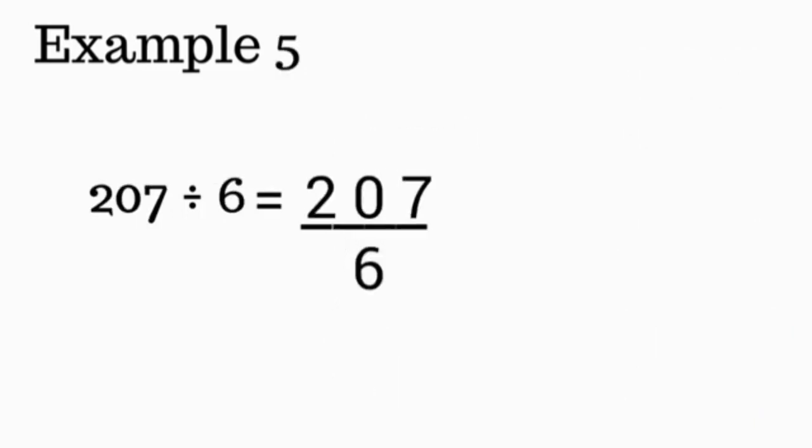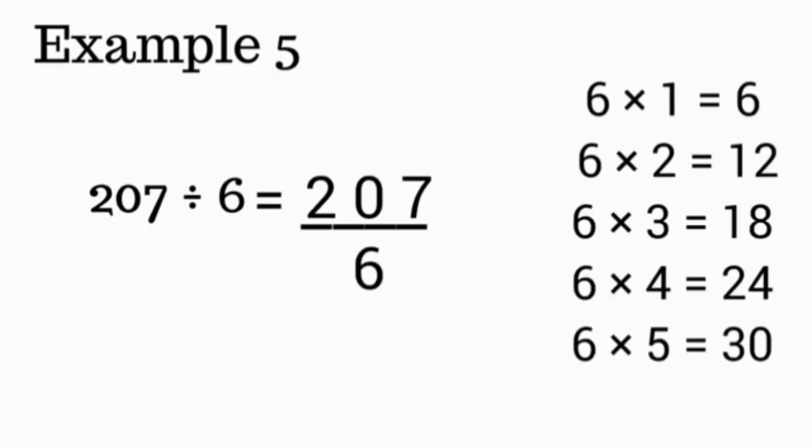Example 5. 207 divided by 6. So we will pull out the 6 times table. So the closest is 18, and 6 times 3 gives us 18. So we will say 6 into 20 is 3 times. Remainder, 2. How did we get the remainder?